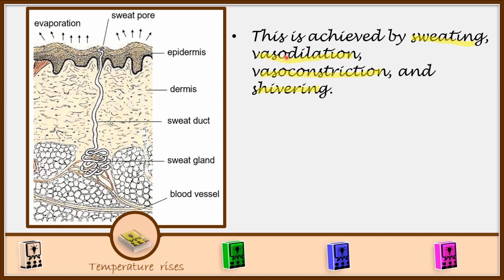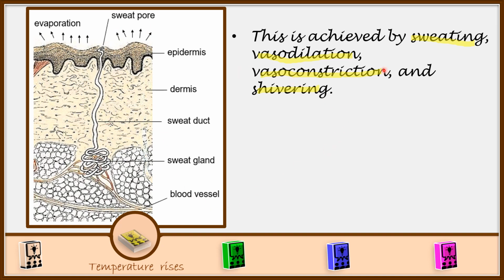Then we have vasodilation. Vasodilation takes place in the vessels, where the vessels that are coming towards the surface of the skin are going to dilate, and when they dilate, they increase in size, and they are going to cause a lot of blood to pass through those dilated blood vessels, and this will cause the blood to lose the excess heat to the external environment.